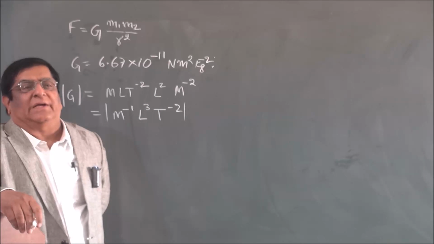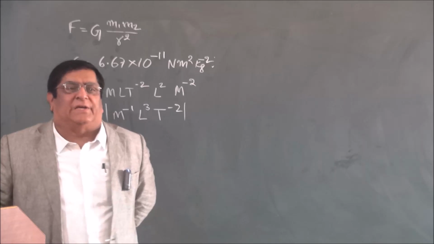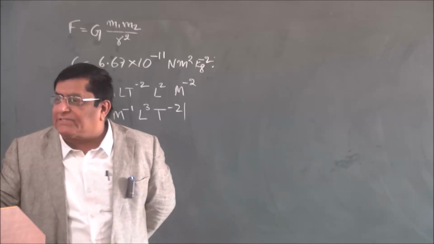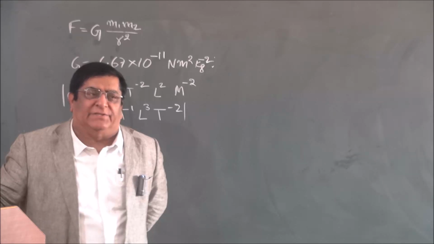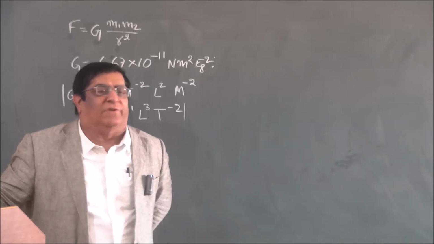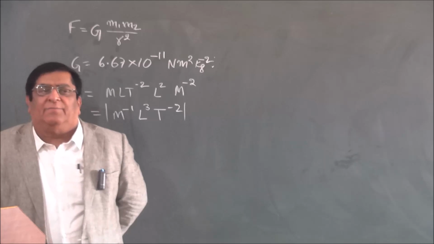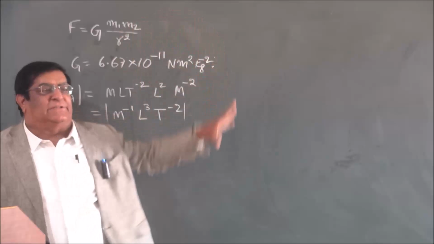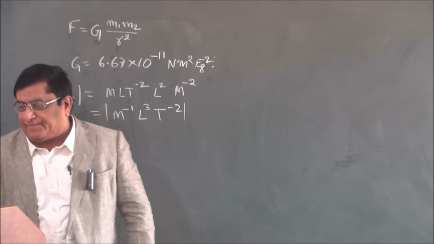Now, it is found that this constant exists between different planets, different stars, everywhere in the universe and its value does not change. Therefore, we say it is a universal constant. So, why is it called universal? Because its value does not change from star to star anywhere in the space in the universe. That is why it's a universal constant.